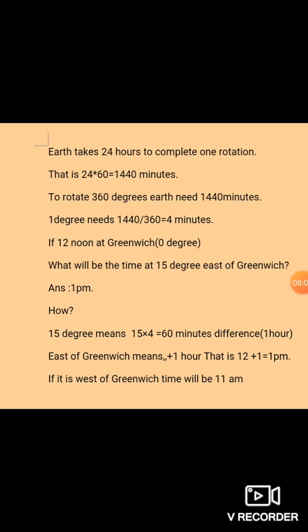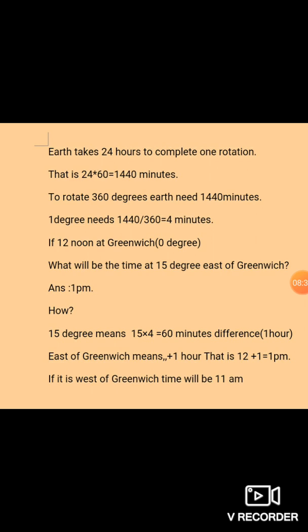Yes. India is located east of Greenwich at 82.5 degree east. That is 5 hours 30 minutes ahead of GMT. What is GMT? Greenwich Mean Time. So it will be 2 p.m. plus 5.5 hours, that is equal to 7:30 p.m. in India, when it is 2 p.m. in London. Okay. Do you have any difficulty?